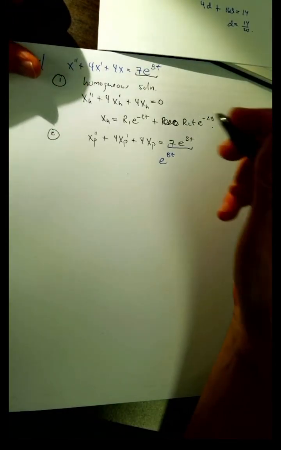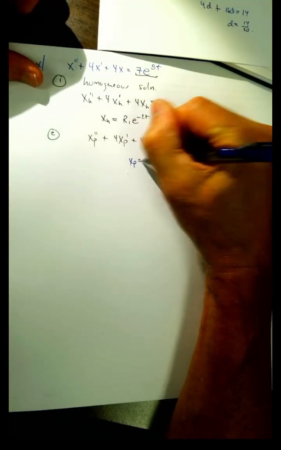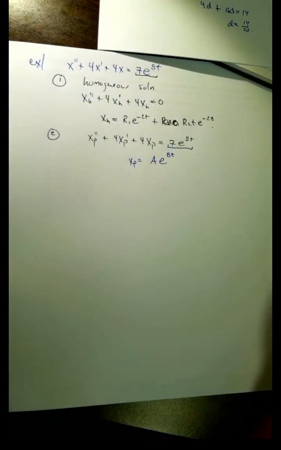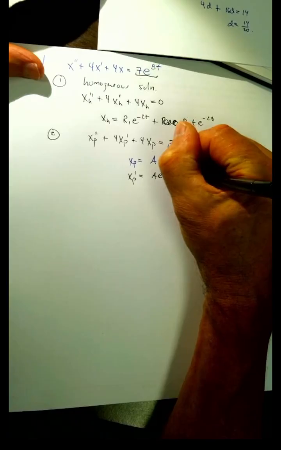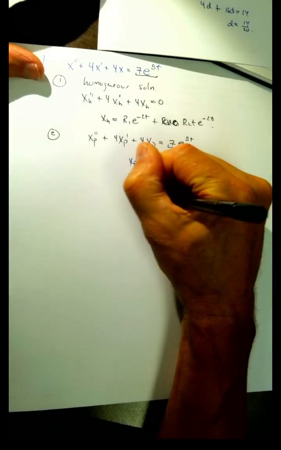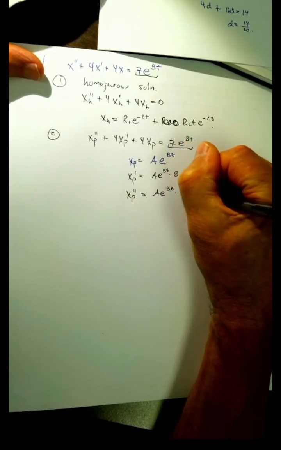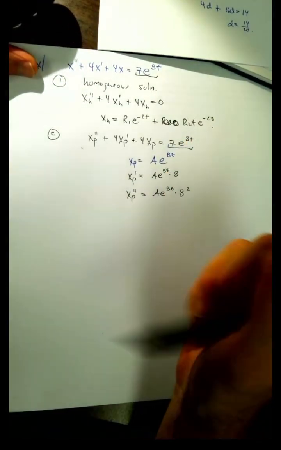I don't know how to do that offhand, so I'm just going to call this a e to the 8t, and I'm going to plug it into the equation and see if that gives me enough information to get a. If not, I have to go back and do something different. All right. So I need the first derivative. That's going to be a e to the 8t times 8. And I'm going to need the second derivative, a e to the 8t times 8 squared. And I'm going to plug it back into my original equation.